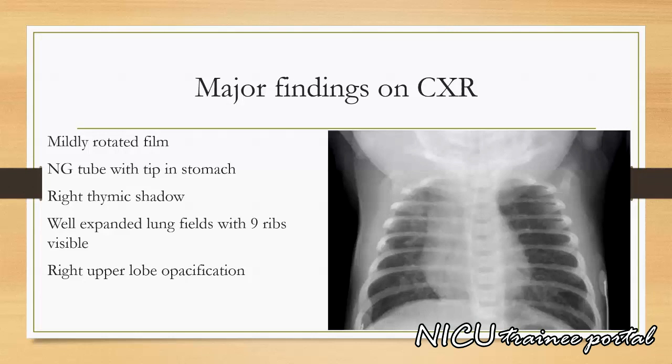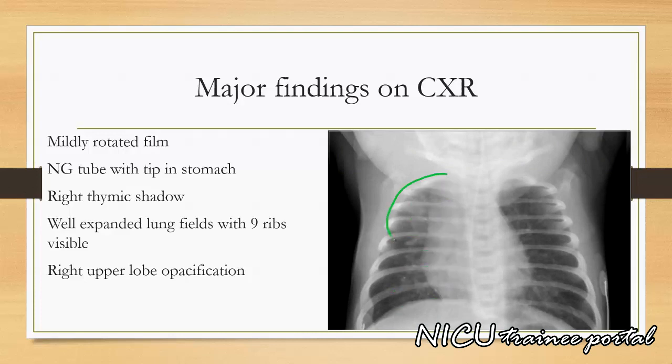This is a portable AP chest X-ray of our patient with correct right-left orientation. The film is mildly rotated as can be seen by the asymmetric positioning of the clavicles and the ribs. The NG tube is in place with the tip terminating in the stomach. The thymus is noted particularly on the right with mild indentation where it comes in contact with the ribs. Due to the degree of rotation and the presence of the thymus, the cardiac silhouette appears artifactually displaced to the right. The lungs are well expanded with 9 posterior ribs visible.